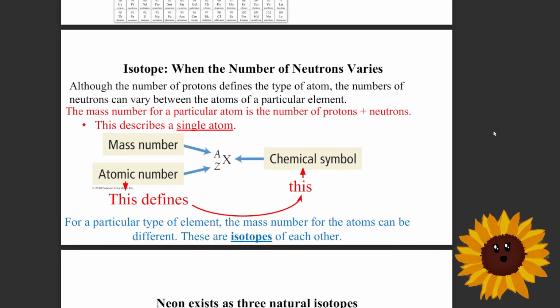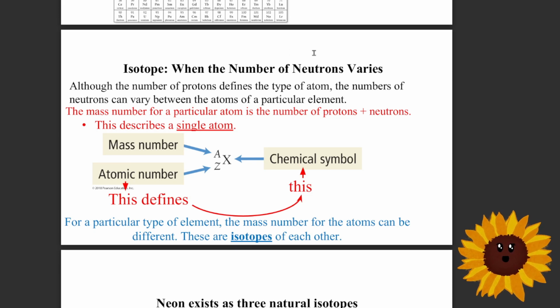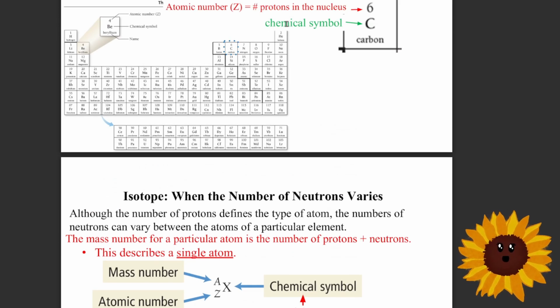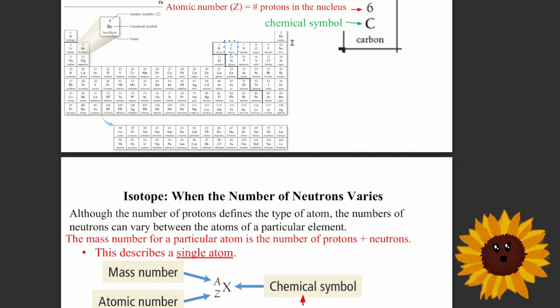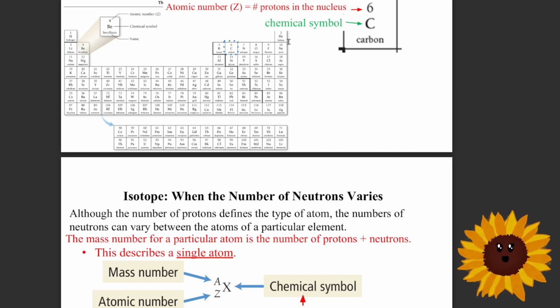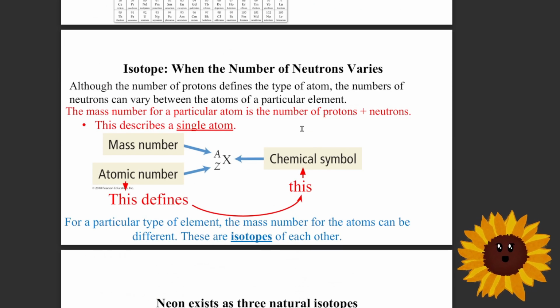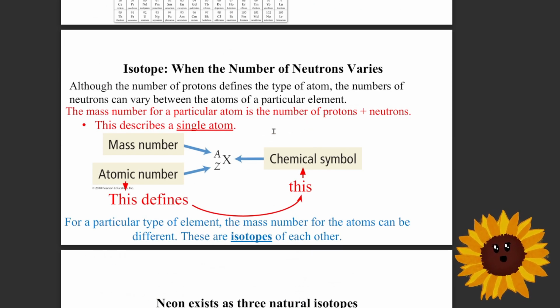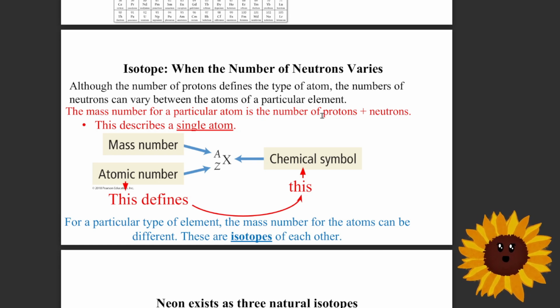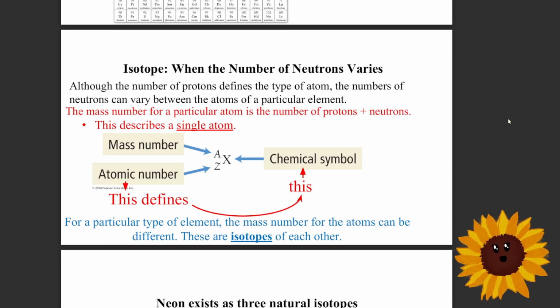So going down, talking about isotopes. Isotopes are when the number of neutrons varies. Helium normally has 2 protons and 2 neutrons. An isotope of helium would have 1 neutron instead of the normal 2, or 3 or 4 neutrons instead of the normal 2. So an isotope is just when it has more neutrons than it's supposed to, or fewer neutrons than it's supposed to. Although the number of protons defines the type of an atom, the number of neutrons can vary between atoms of a particular element. This is how we get carbon 14 or carbon 10.